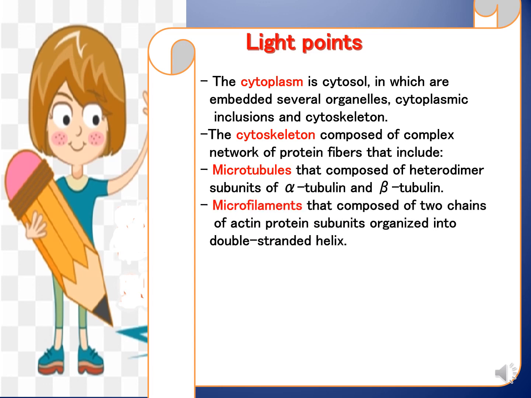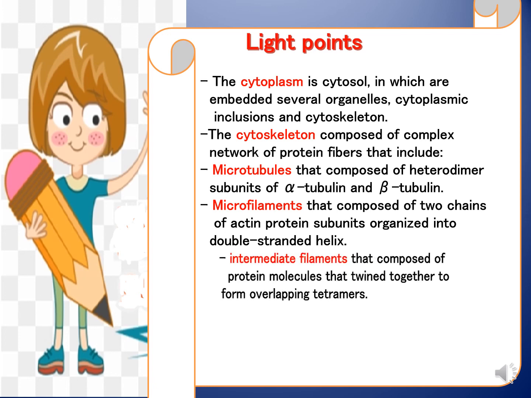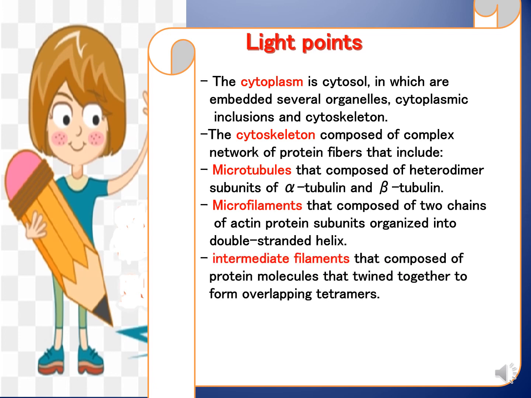Microfilaments are composed of two chains of actin protein subunits which organize into a double-stranded helix. The third type is intermediate filaments, which are composed of protein molecules that twine together to form overlapping tetramers, made of four chains of subunits, with different types of proteins.